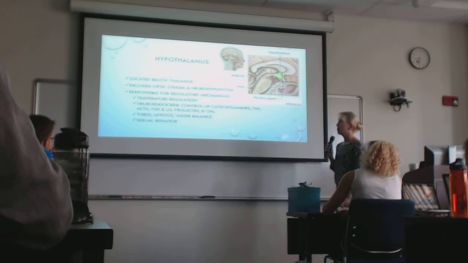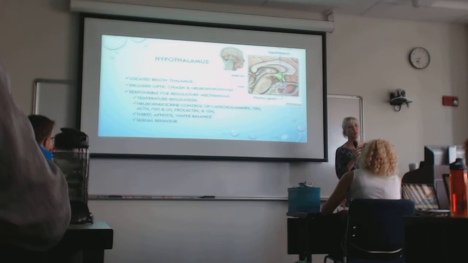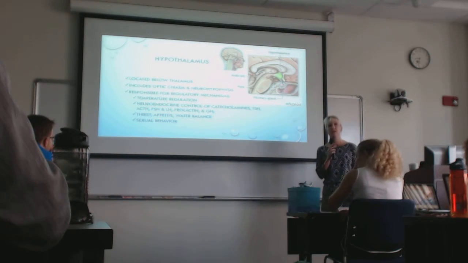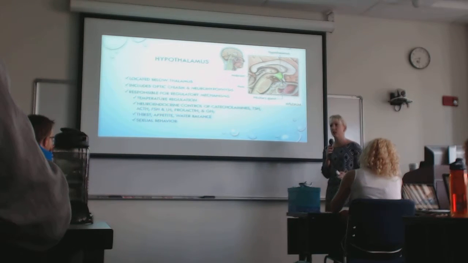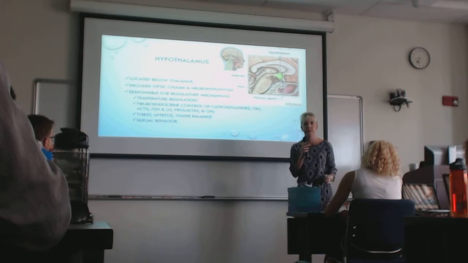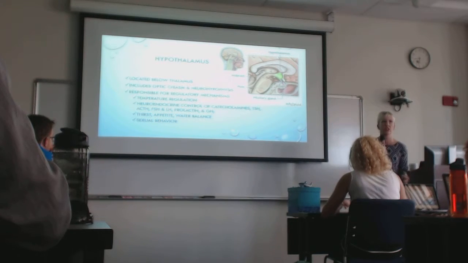Hypothalamus, again, is located below the thalamus. It says it really includes the optic chiasm. It really doesn't include the optic chiasm. The optic chiasm sits just inferior to it. It does have a relay station, though. Think of it almost like a watershed type of function from the hypothalamus down to the pituitary.